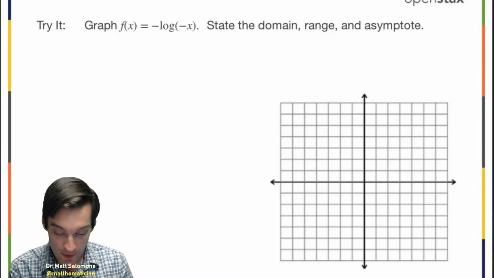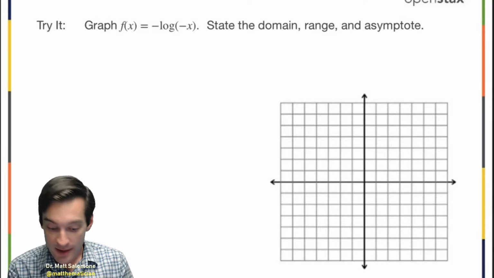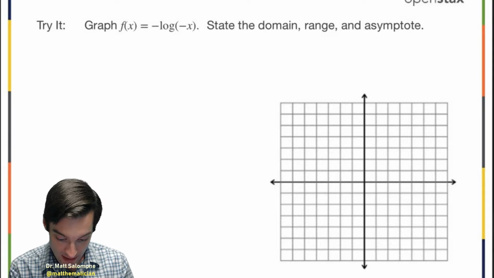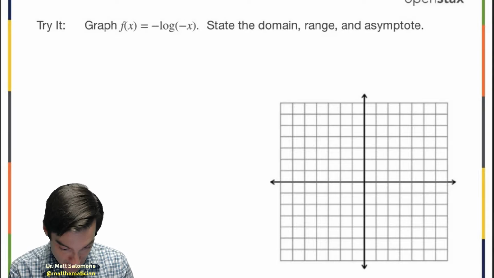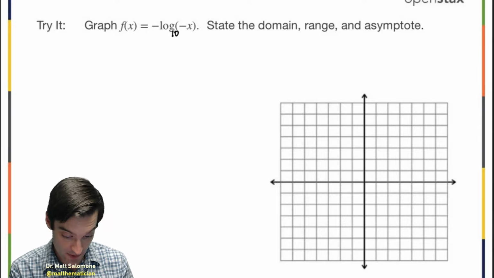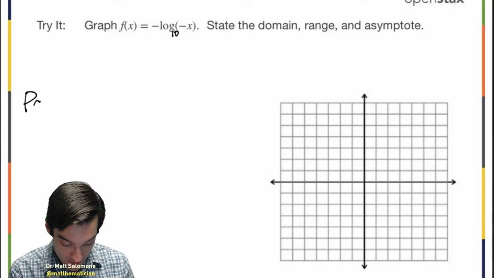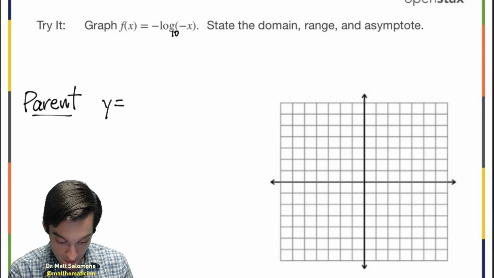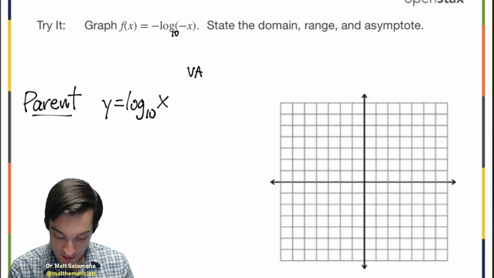Finally, one last example. Here, let's graph f of x equals minus the log of minus x. And again, because this log doesn't specify a base, we're going to infer a base of 10. Anytime they use the word log in precalculus, we're going to infer the base of 10. So if I want to graph this, we're going to start once again from my parent function. My parent function is y equals log base 10 of x. Its vertical asymptote is on the y-axis once again, x equals 0. And its control points we can take to be (1, 0) and (10, 1).